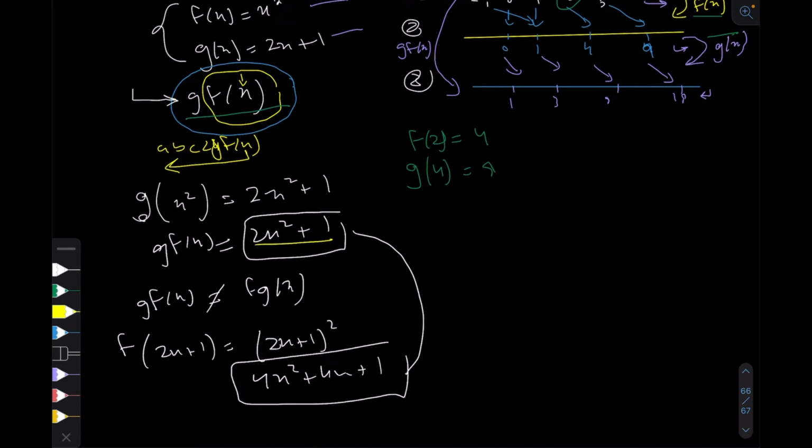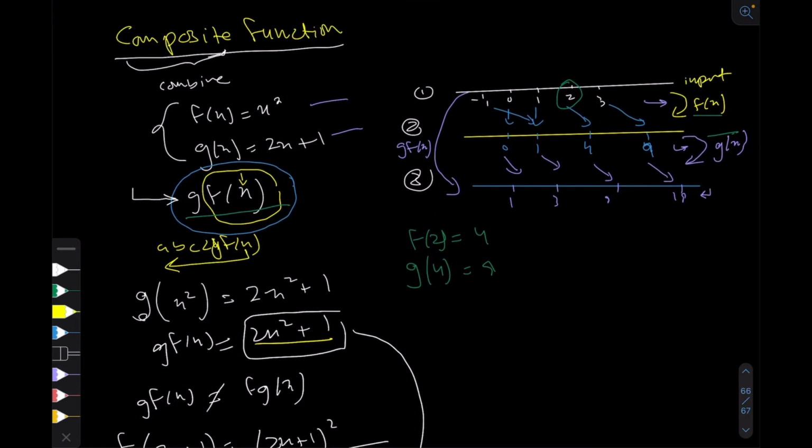Now 2x plus 1, right? So here I saw that when I concentrate on the value 2, it first goes to f, it gives me 4, then I take 4 into the input and it gives me 9, right?